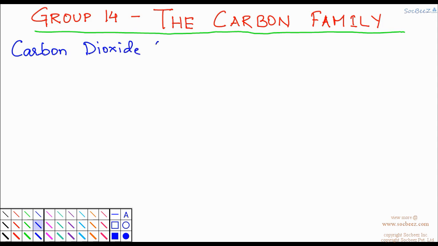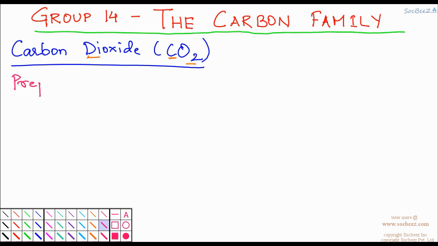The formula you very well know of carbon dioxide, it is CO2: carbon and dioxygen, therefore carbon dioxide. Like studying any other compound, we would first see its method of preparation. So the first heading would be preparation. How do we prepare carbon dioxide?